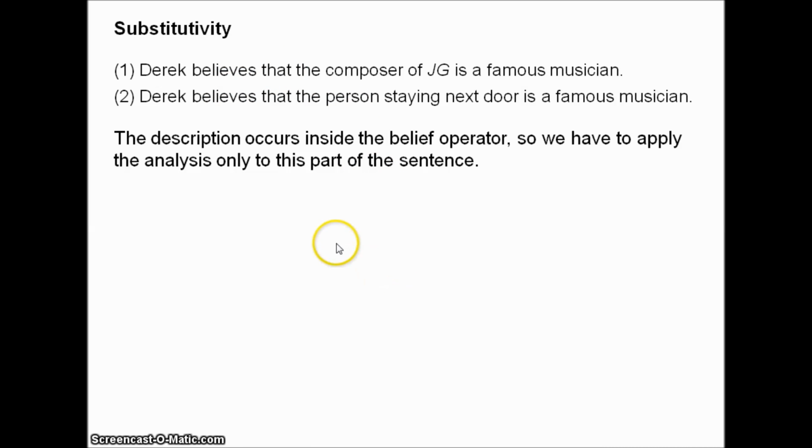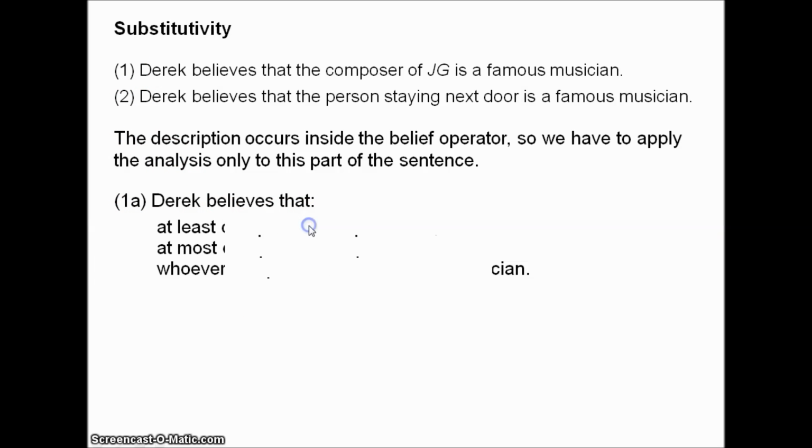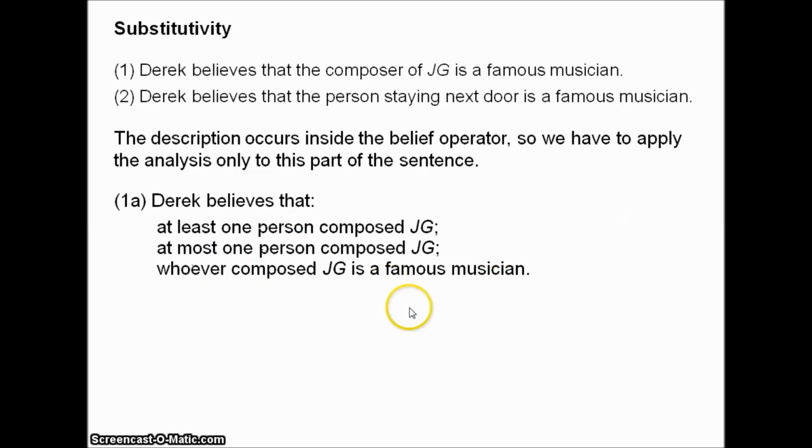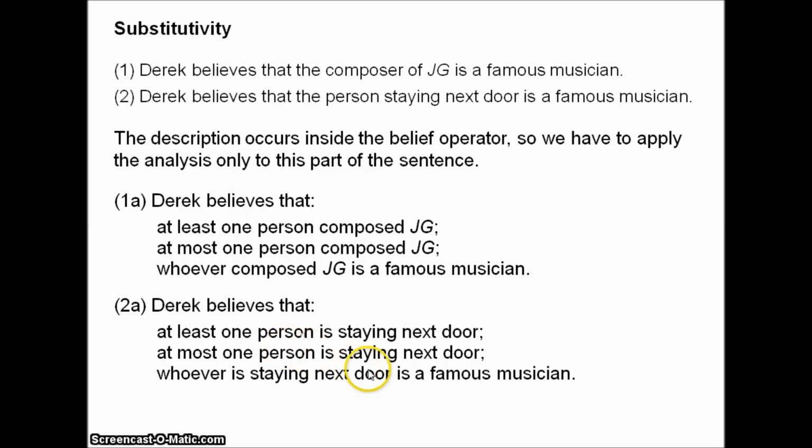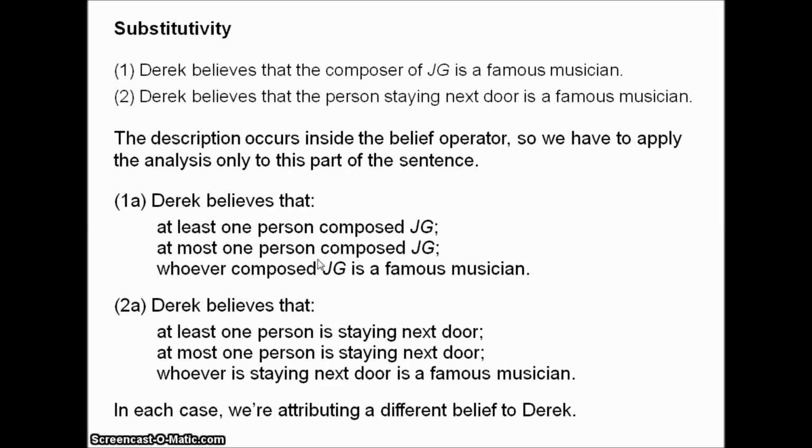And this gives us, in the case of number 1, Derek believes that at least one person composed Joe's Garage, etc. In the case of number 2, we have Derek believes that at least one person is staying next door, etc. And the problem, of course, is that in each case we're attributing different beliefs to Derek. Derek may not have any idea that there's at least one man staying next door, and so on. So 1A and 2A clearly attribute different beliefs to Derek.